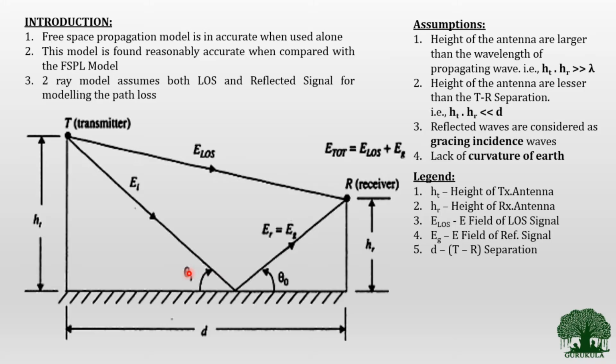And the fourth assumption is that we are not considering the curvature of the earth. Since we are going to deal with a maximum of 10 to 20 kilometers, in that range we could not observe the curvature of the earth. So that is the final assumption that we make.